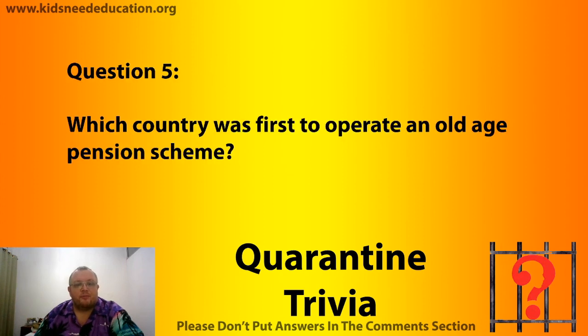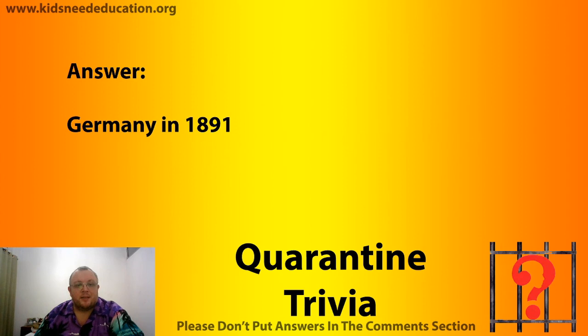Okay, question number 5. Which country was the first to operate an old age pension scheme? Well, this one was Germany in 1891. Not to roll out any stereotypes, but they apparently have been very efficient about getting organised.